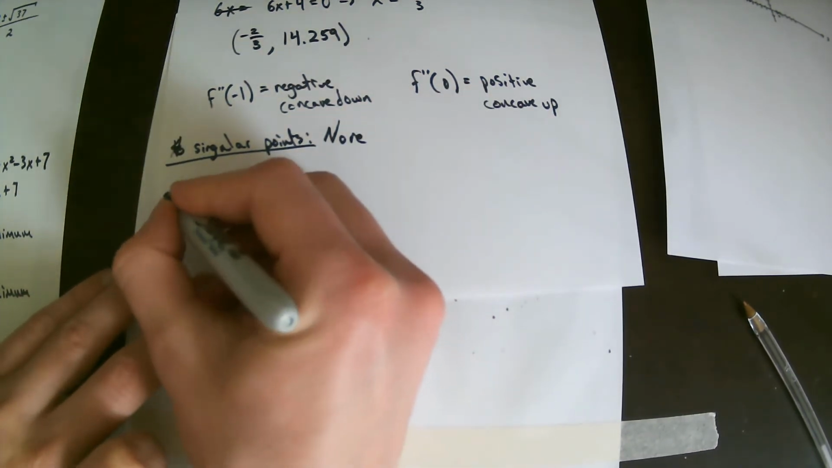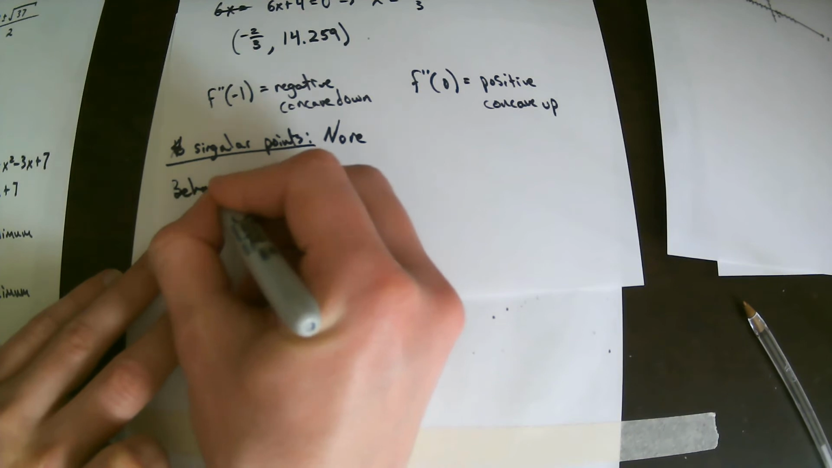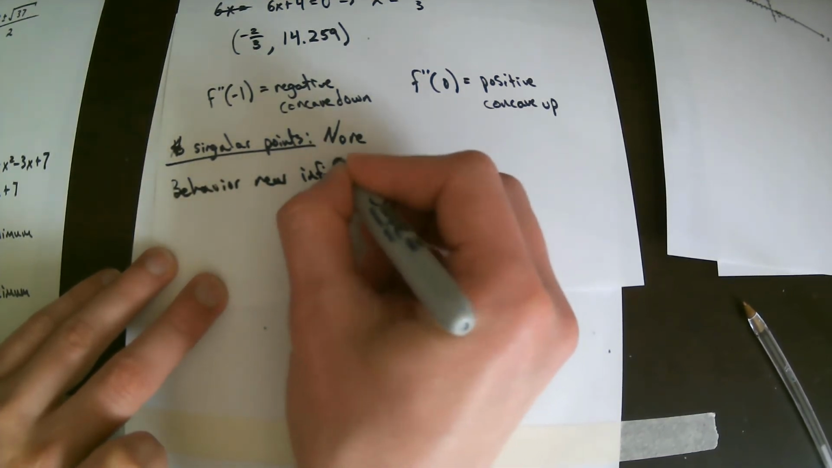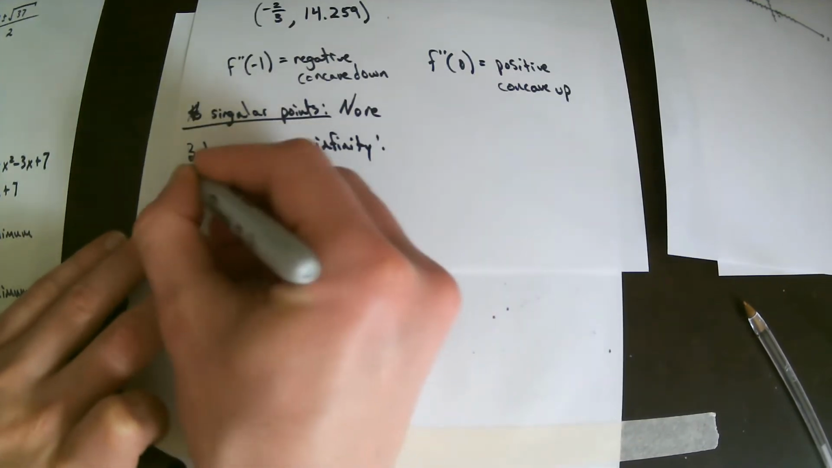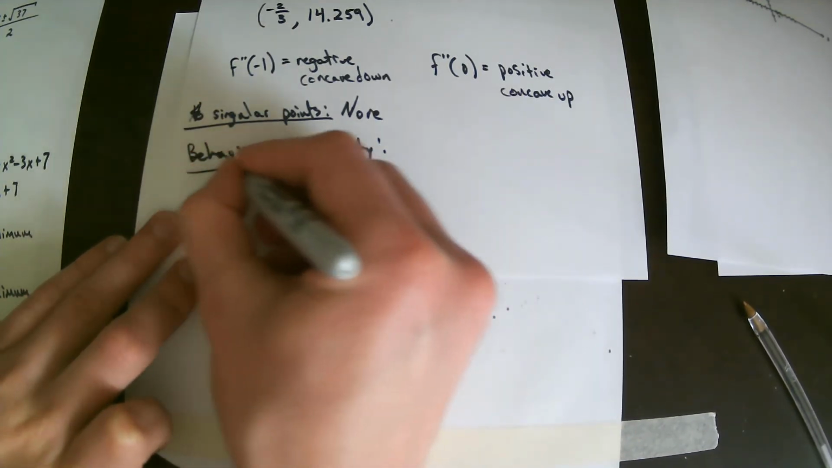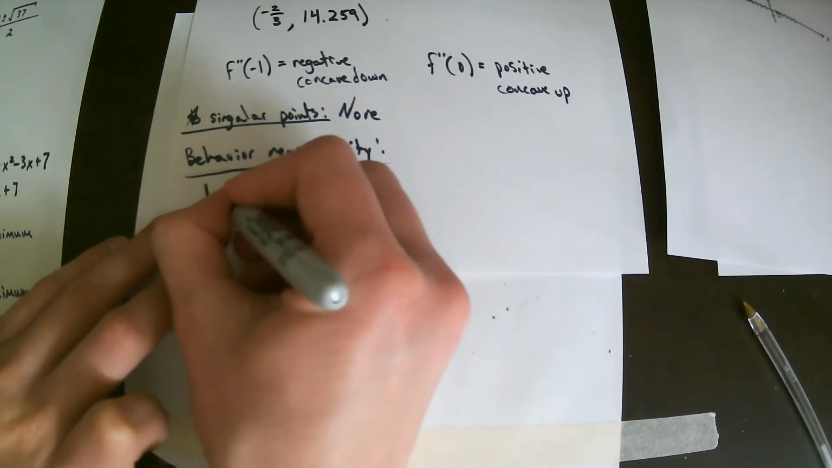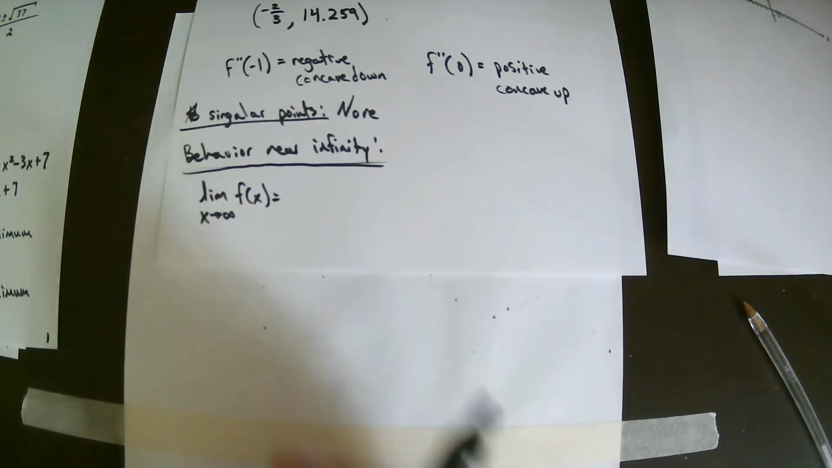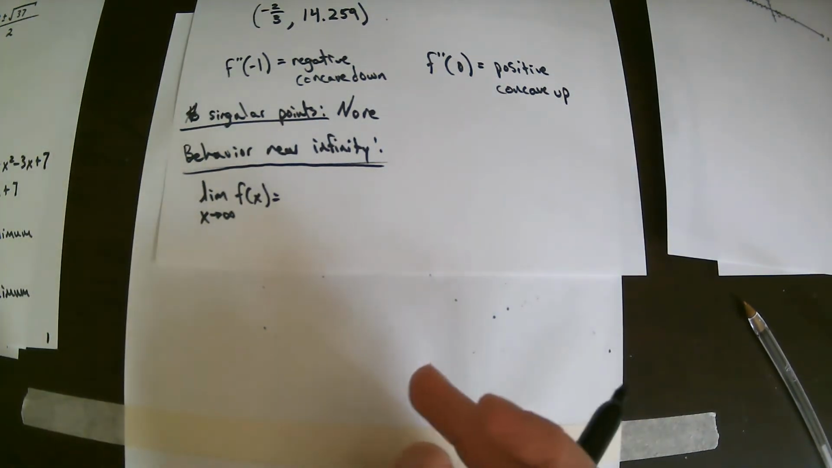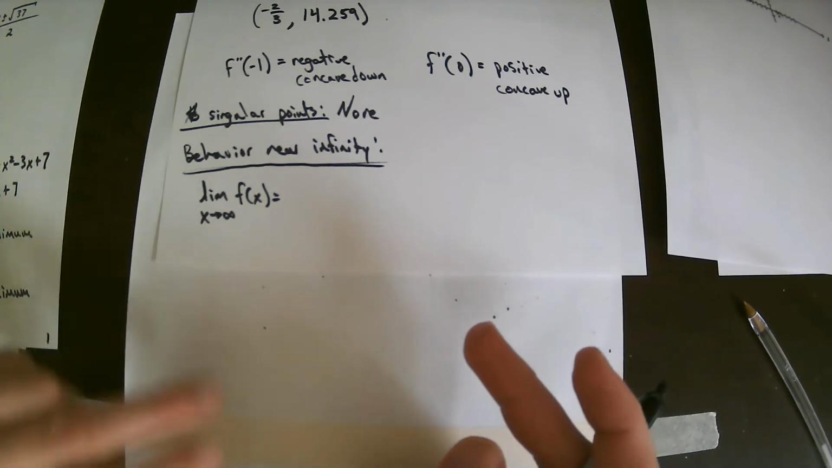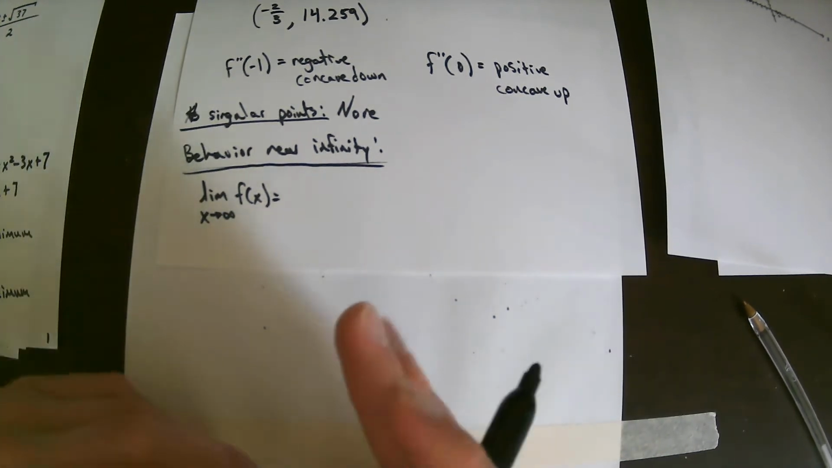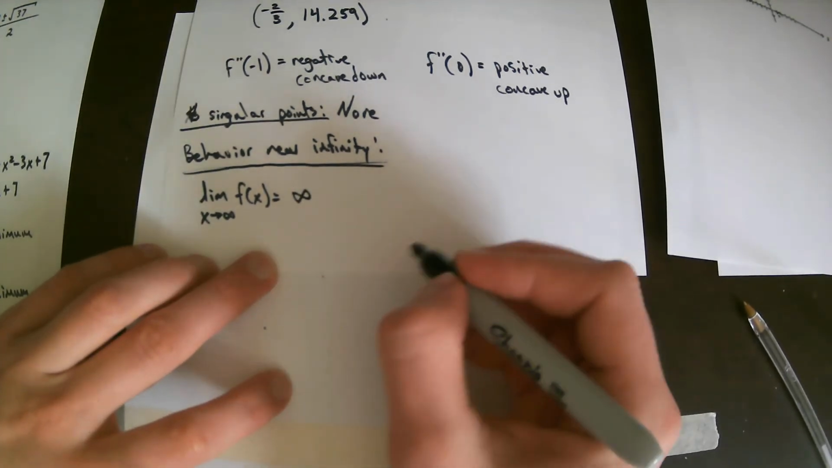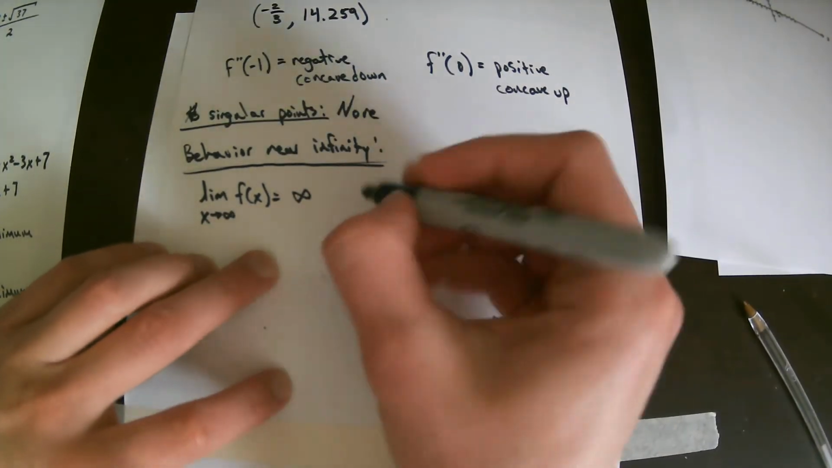And then behavior near infinity, this should be quick and easy. The limit as x tends to infinity of f of x. Well, if my function is positive x cubed, that's the leading term, and I plug infinity into that, I'm going to get infinity cubed. So that's going to be infinity. So it goes off towards infinity as x gets larger.